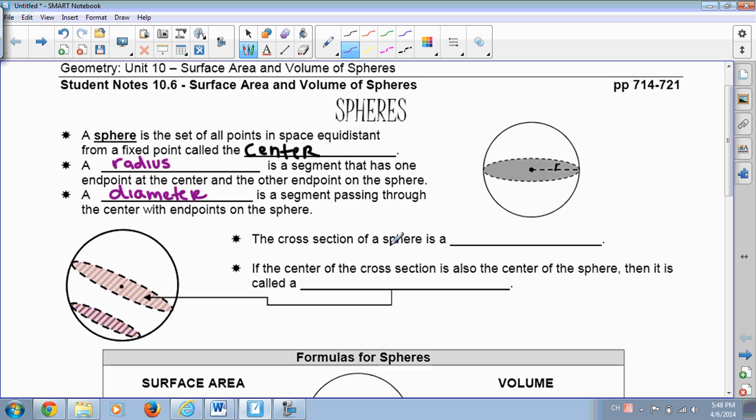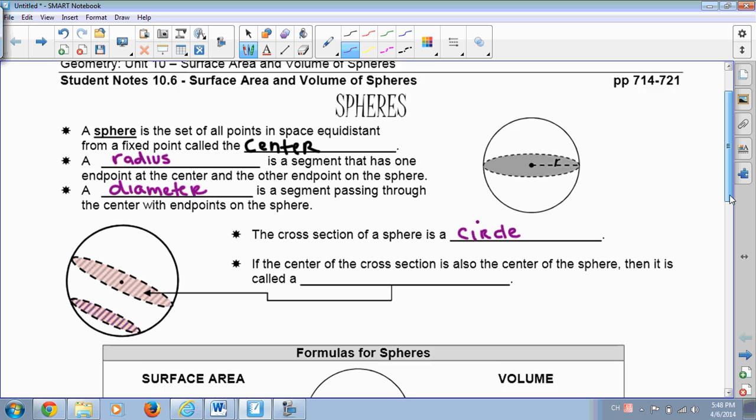The cross section of a sphere is a blank. Remember that a cross section is when you literally slice something open. So if we were to slice open the sphere, you actually see the cross section here. We slice off the bottom. If you turn the sphere over and looked at it, it would just be a circle. So the cross section of a sphere is just a circle when you slice it open.